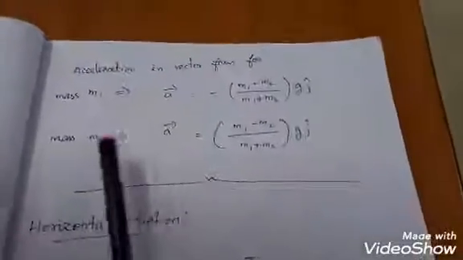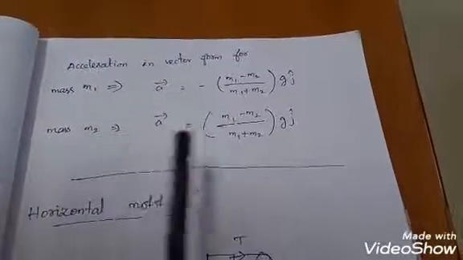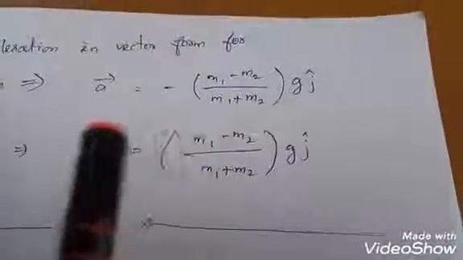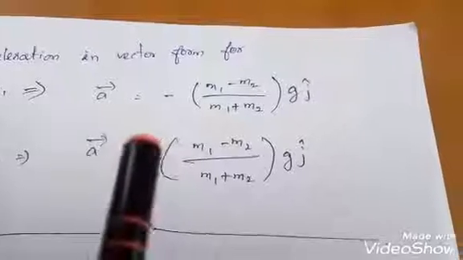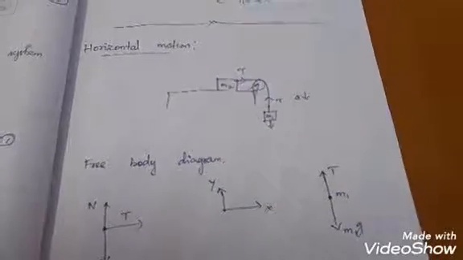Now we write the acceleration in vector form. In vector form, for mass m1 we get the negative sign, and for mass m2 we get the positive sign, because mass m1 is in the downward direction, so we use the negative sign. Now we take case 2, that is horizontal motion.